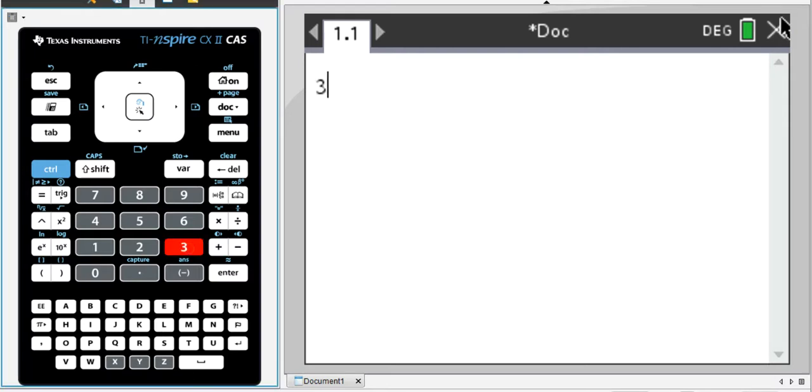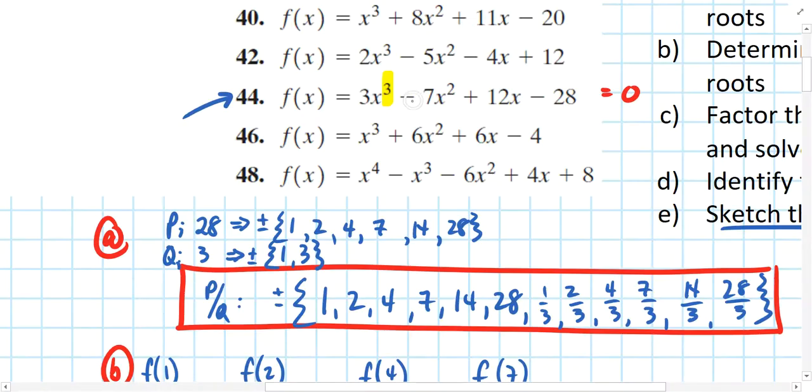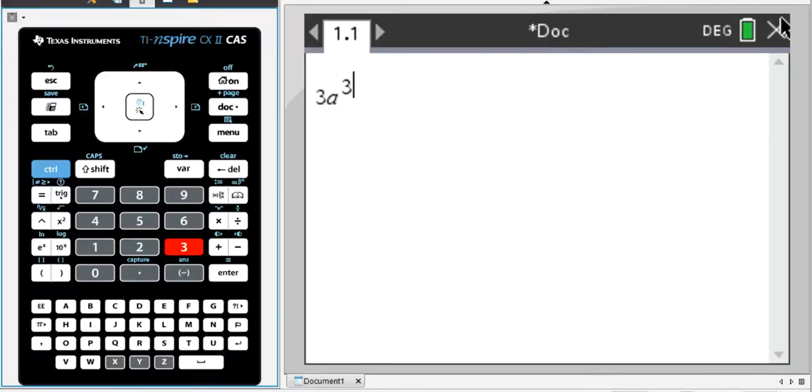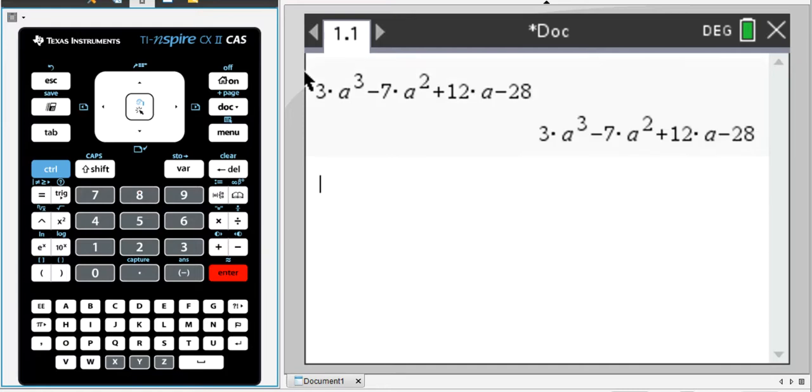I'm going to rewrite the equation, but this time I'm going to use the letter a as our variable. So we've got 3a cubed minus 7a squared. Whoops, let me try to put that in the correct position. So minus 7a squared plus 12a minus 28. And I'll just press enter here so that that expression is essentially stored in memory.